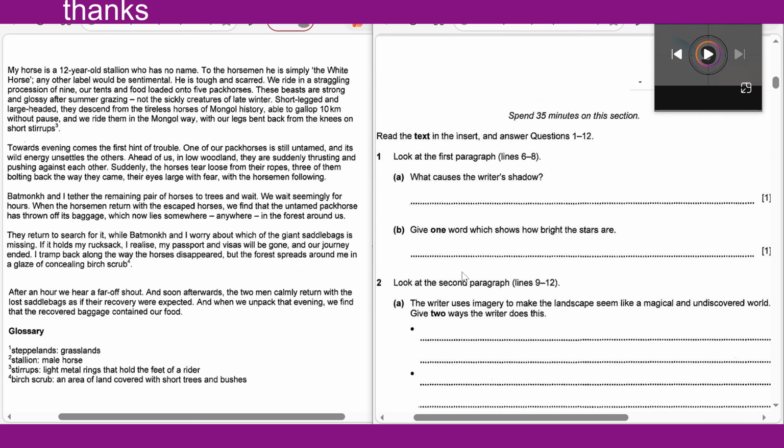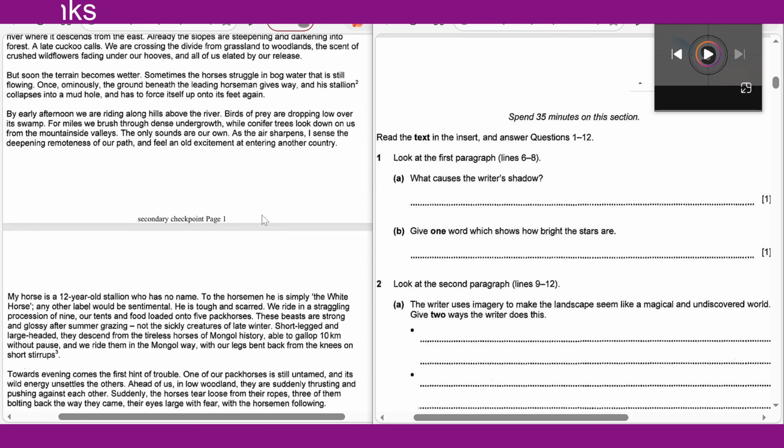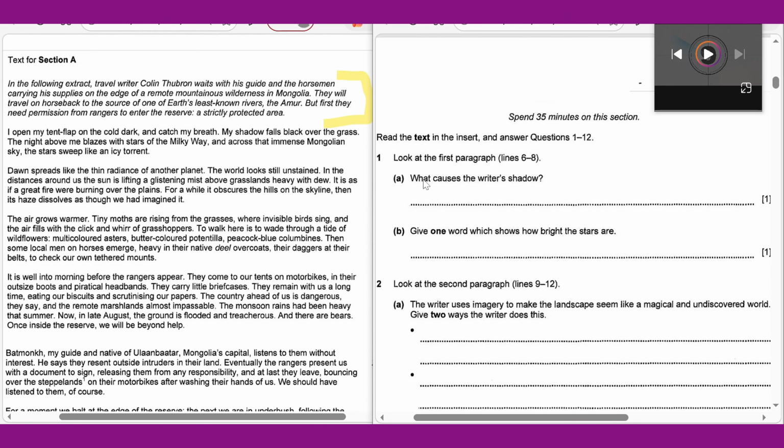Look at the first paragraph, line 6 till 8. Let's scroll up to the first paragraph. Here we go. The first paragraph says line 6 till 8. So it's in the yellow section. What causes the writer's shadow? Few seconds. Okay, can you get the answer, guys? Let's check out. If you need some more time, please pause this video.